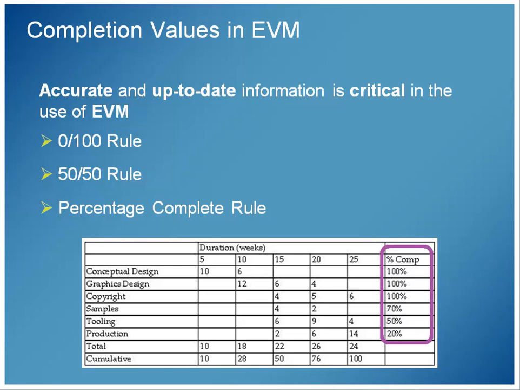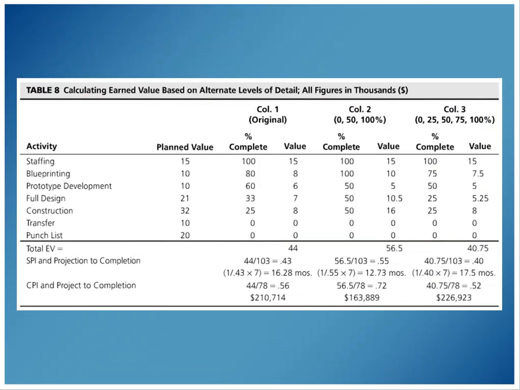One thing to consider as we do this is that it makes a difference, and this figure is in your book, and it's a good little example. Column 1 shows the percentages that were just assigned using percentage complete, in consultation between the project manager and the individuals doing the individual tasks. We got percentages of 100, 80, 60, 33, 25, 0, and 0. That's the percentage complete at this moment in time on this particular project.